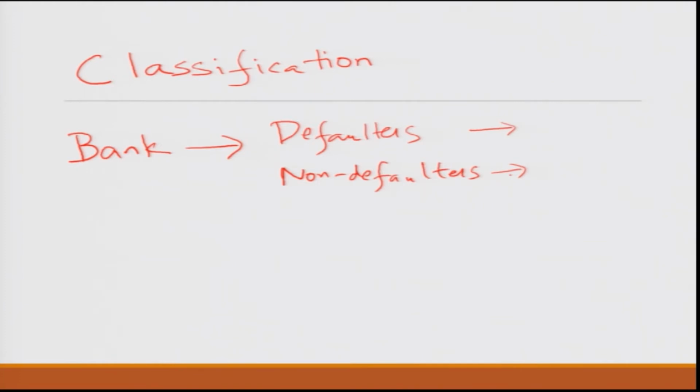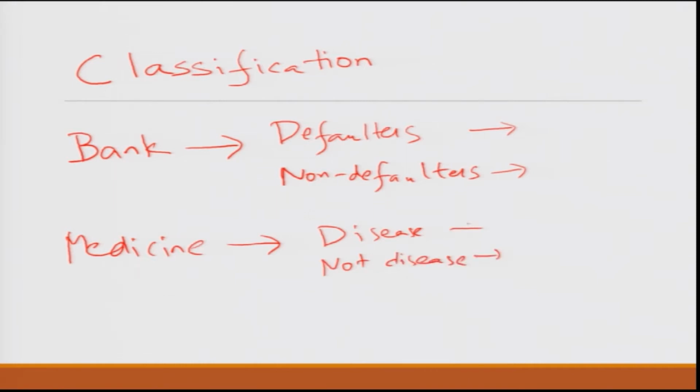There can be similar cases, for example, in medicine. Based on the different parameters, different vital statistics of a patient, you want to predict whether the patient has a particular disease or not. These are typically binary classification. You label them as 1 0 or 0 1 depending upon your convenience. There can also be cases where you want to break them into multiple categories.